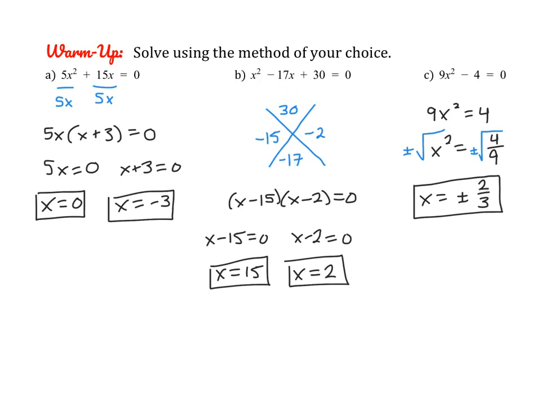For part B, I also chose to factor this. Since it's a trinomial and your a value is 1, you can use that magic x. So here are your factors. Then you can do zero product property from there. For part C, you can actually factor this one.